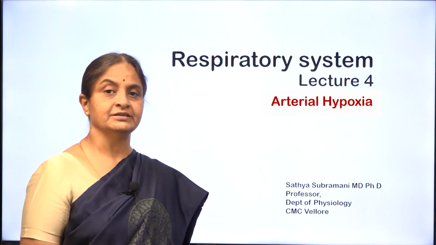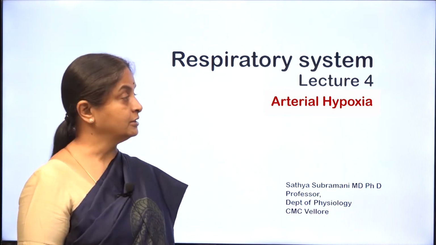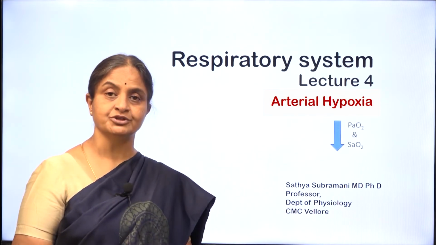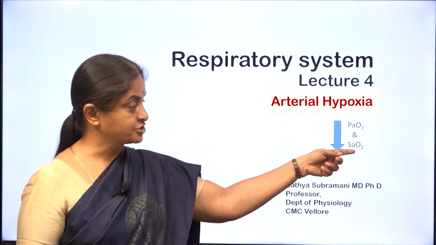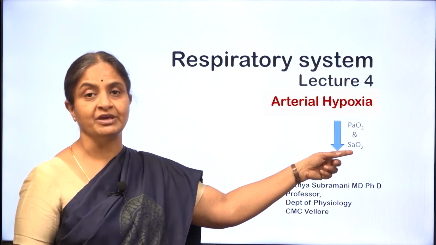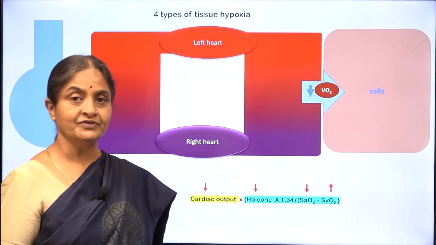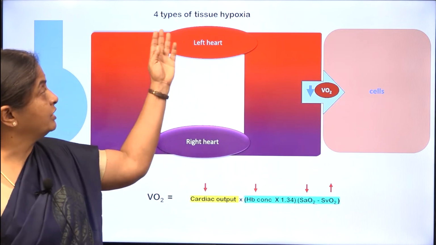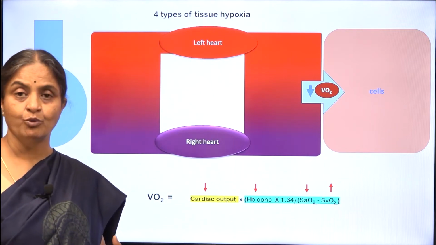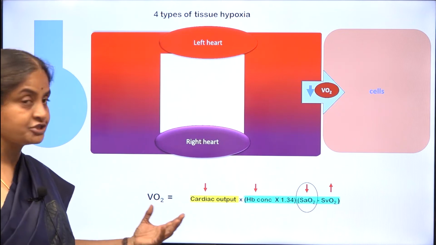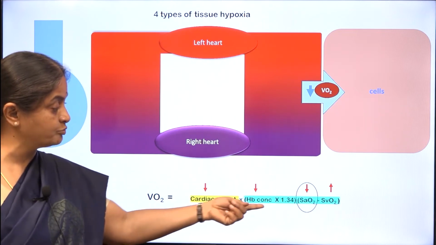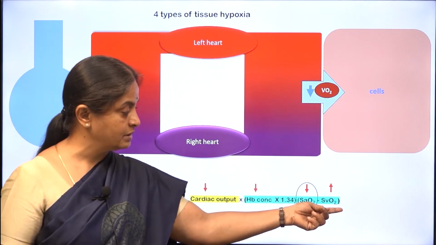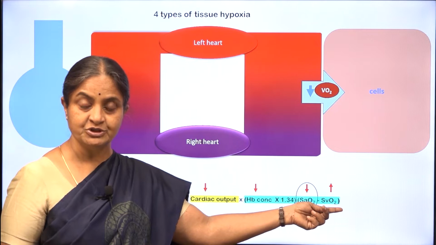The fourth lecture in the series is on arterial hypoxia, or just hypoxia, where there is a reduction in partial pressure of oxygen in plasma and a reduction in oxygen saturation of hemoglobin. The context of the lecture is this. In the last session, we looked at 4 types of tissue hypoxia, 4 mechanisms which could lead to tissue hypoxia: either a reduction in cardiac output or hemoglobin concentration or oxygen saturation of hemoglobin, and reduced tissue consumption of oxygen.